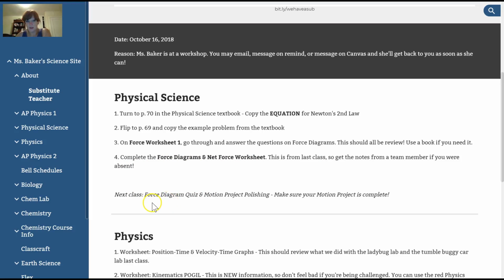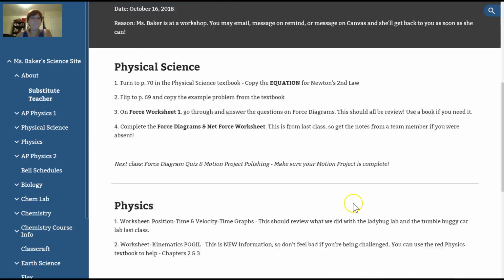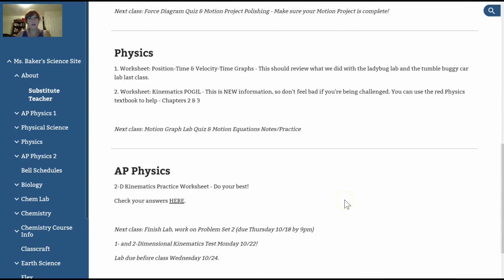Then next class, we're going to take a quiz on force diagrams. You should know this by now. And we are going to look at our motion projects. You're going to end up sharing your project with another group. So if your motion project isn't done, then you're going to have a really hard time next class. It's going to be bad. So get it done ASAP. But you can't use laptops today because I have the key. Sorry, not really, but it'll be okay. Okay, so physical science, you guys are done. You can stop listening and get to work.